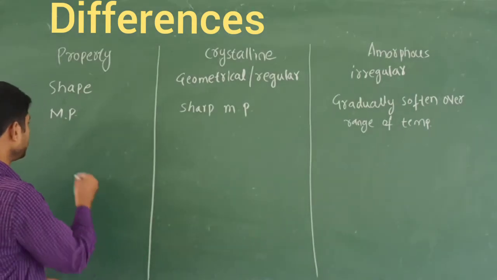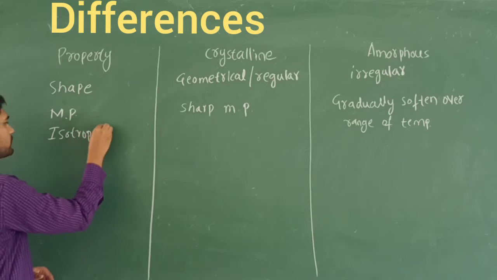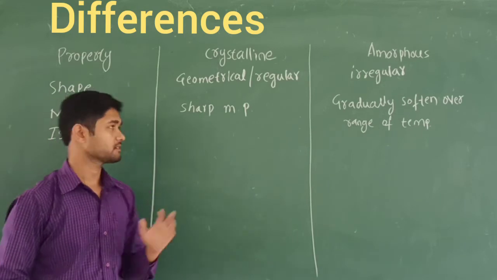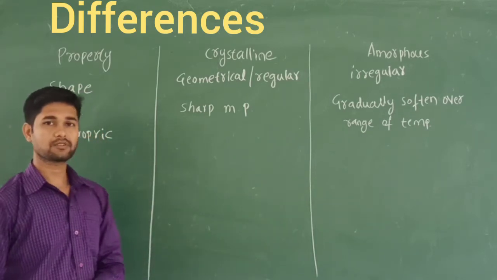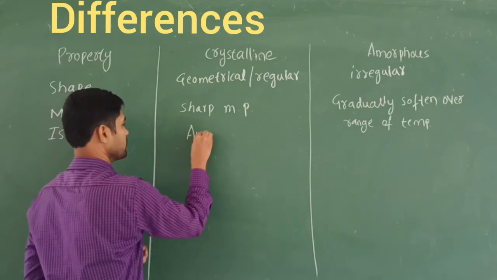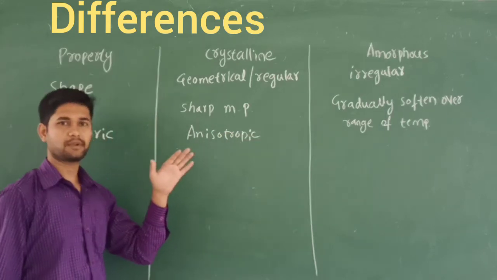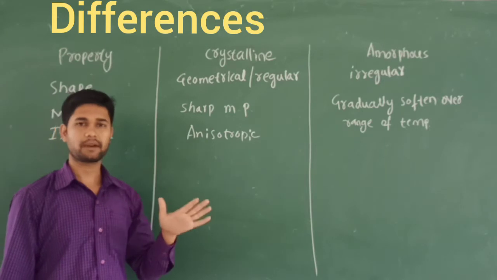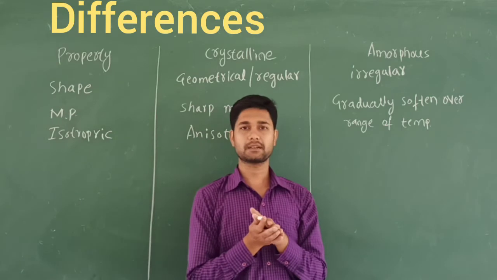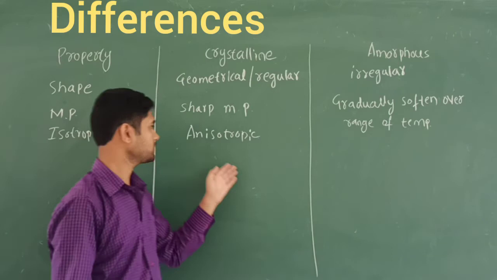Let us discuss one more property, that is called isotropic nature of these solids. We have seen the structure of the crystallines. Crystalline solids are called anisotropic because of the systematic arrangement of the constituent particles. Anisotropic means that when you look at the physical properties and electrical properties, they depend upon different directions, right? That is called anisotropic.